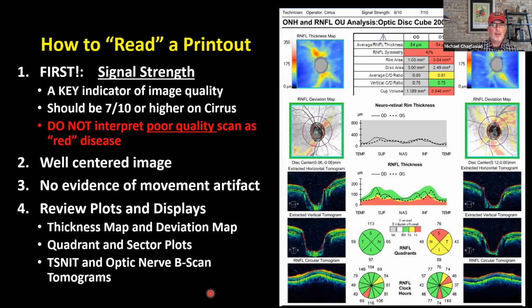So we'll start here with a report from the Cirrus device. It's one of the more popular ones, if you will, although again, I'm not saying that the Cirrus is better or worse than anything else. I'm just using it as an example this evening. I want you to try to draw back to your own OCT device and see what reports you're using, see how recently you've updated the software.